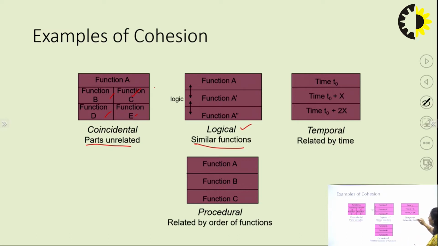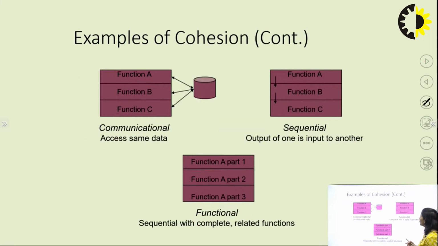Then here some of the parts are related with time, and this kind of cohesion is known as temporal. Time t0, then t0 plus x, t0 plus 2x, t0 plus 3x, it can be any. Procedural: A, B and C are related by the order of the functions. The first function A will execute, then function B will execute, and then function C will execute. This is the order of the functions. This is what procedural is. There is quite a difference between procedural and sequential.